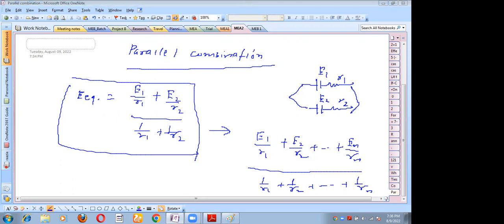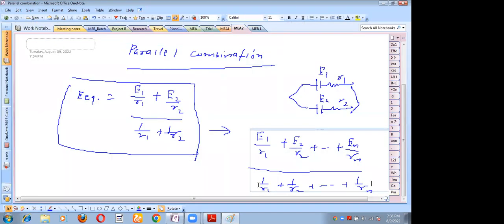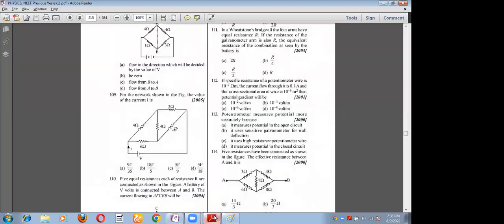We will see some questions based on combination of cells. Then we will move to pressure of gas.